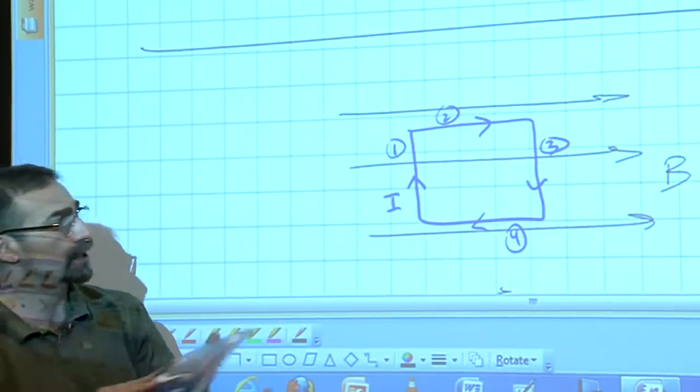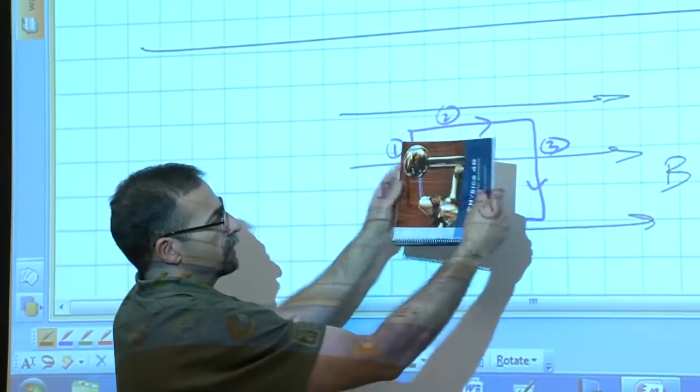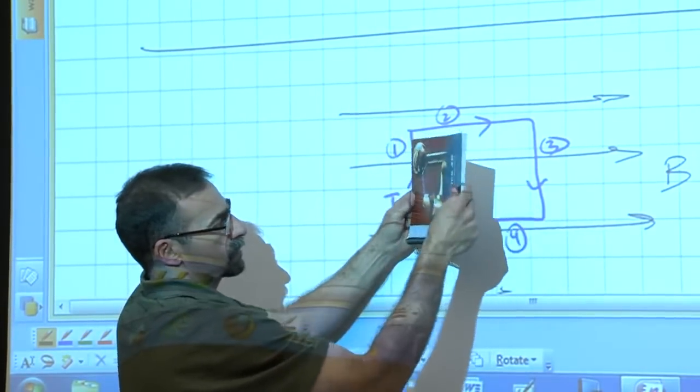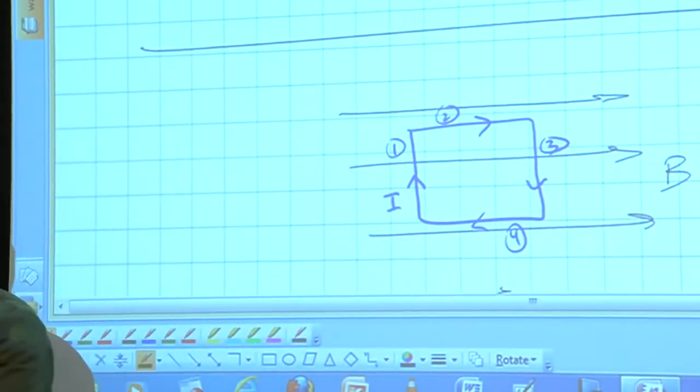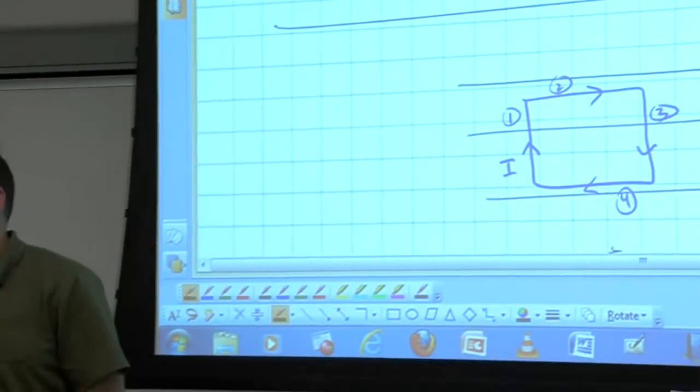What did we say earlier? We said if this was a loop of wire, this side has a force out, this side has a force in. It's going to rotate this way. They both tell us the same thing. But kind of pick which one makes the most sense to you.